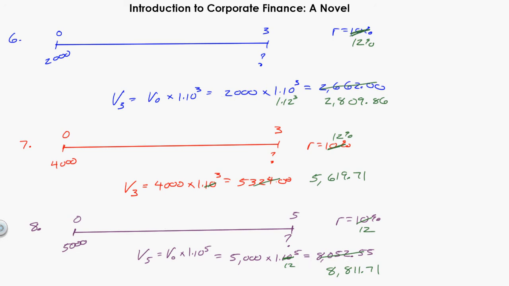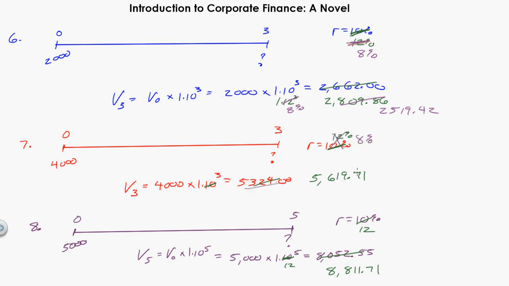Well, then let's go through and make the interest rates lower. Instead of 12%, well, if this is 8%, you know it's going to be lower, right? So that's going to be $2,519.42.